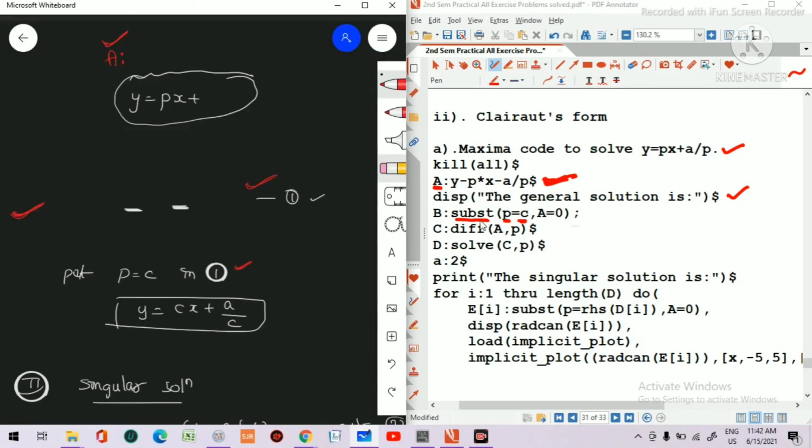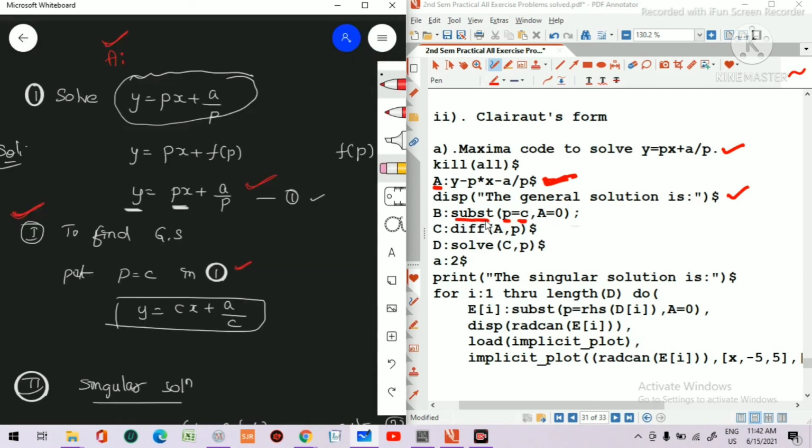So what we are saying here, substitute. SUBST is a command for substituting the value. SUBST, P is equal to C, where in the equation A, that is equal to 0, we are saying. Is it clear? This part, program part?